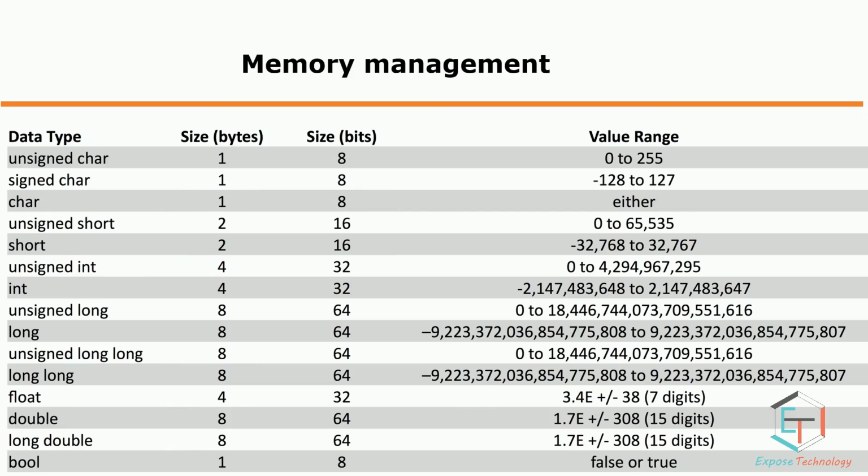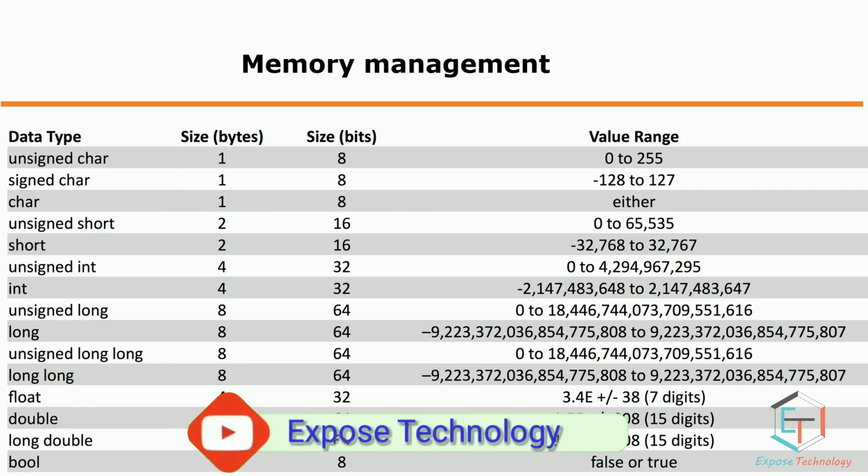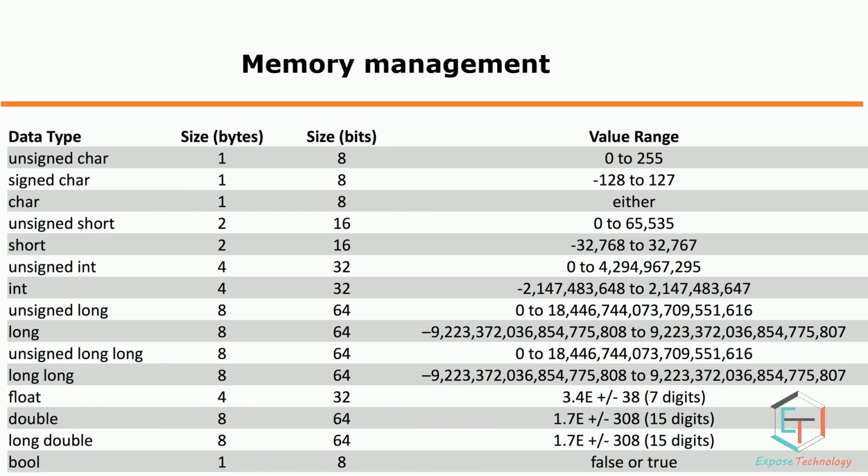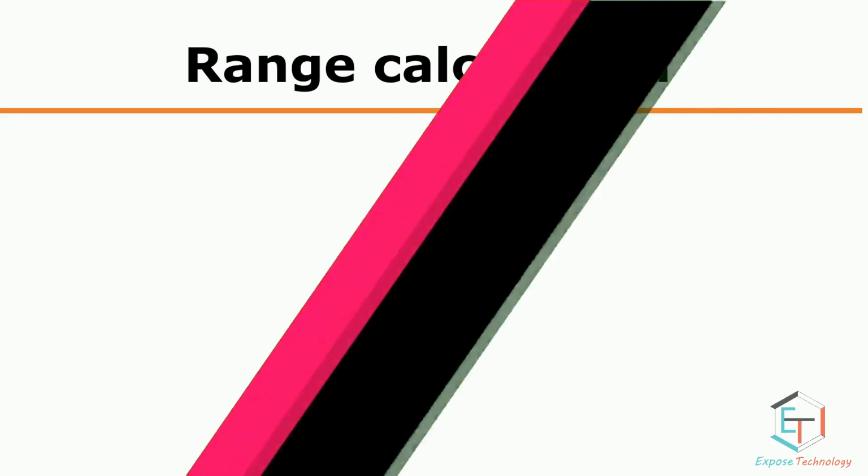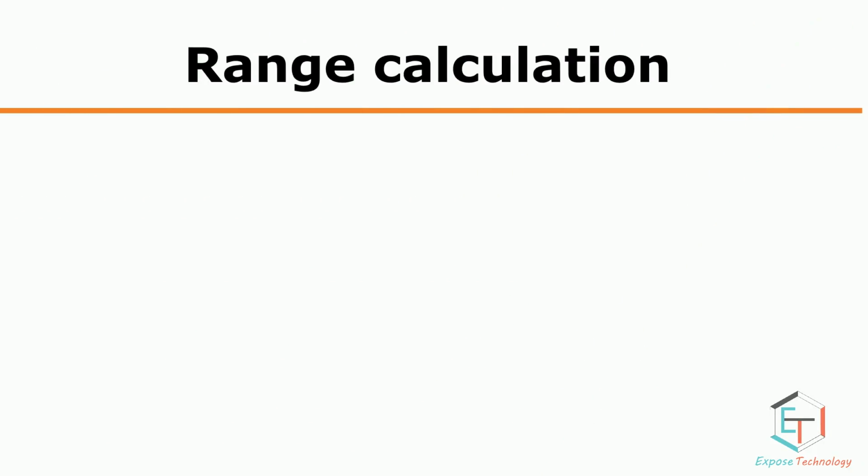So here is the memory management scheme of C++ for different data types. We have two variants for each data type, unsigned and signed. By unsigned we mean we can only store positive values in the variable. By signed we mean we can store both positive and negative values. So go through this page completely and understand the mechanism of memory management. Here are data types, size in bytes and size in bits. For example, for unsigned char we have 1 byte of memory and 1 byte contains 8 bits. Similarly, for int we have 4 bytes or 32 bits respectively. Please go through this.